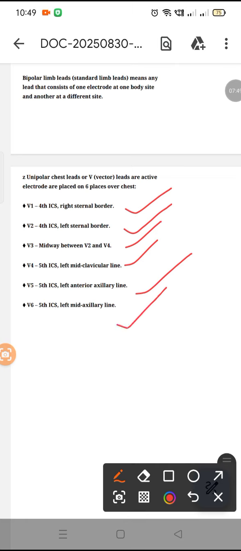So mainly why they ask about V2 is that the right and left difference will be there. They ask where V2 will be kept in order to confuse us. Without looking carefully, we may think of keeping it at the fourth intercostal space, right sternal border. So we have to concentrate: V2 will be kept on the left side itself. Okay, this is the answer. Thank you.